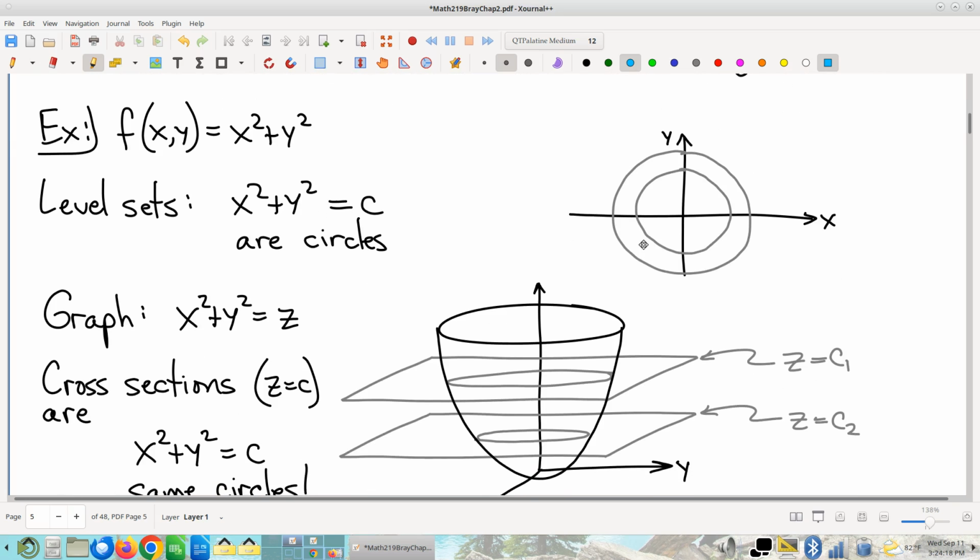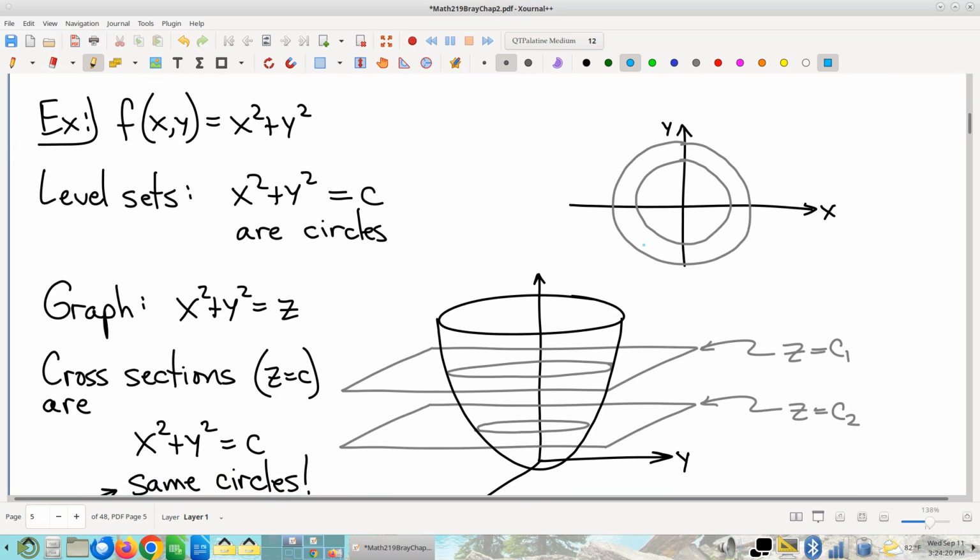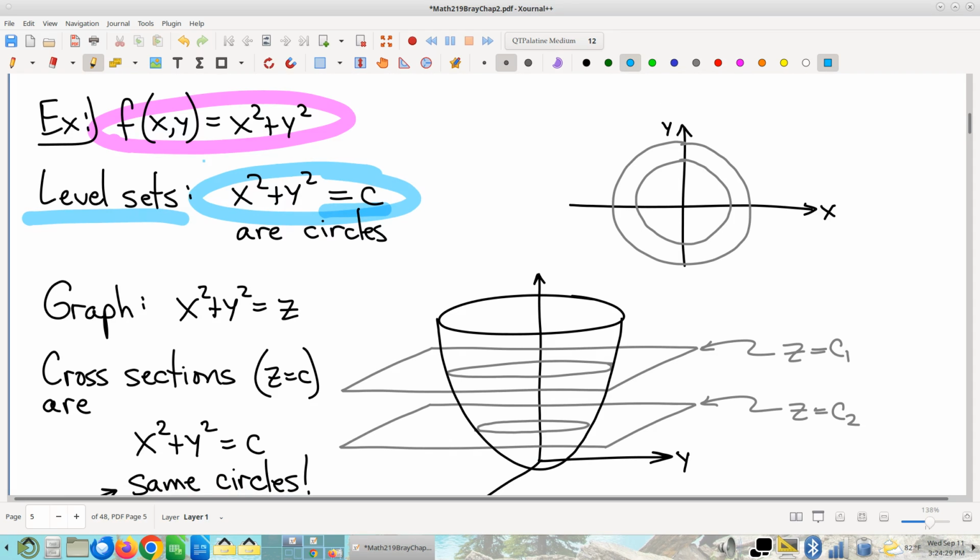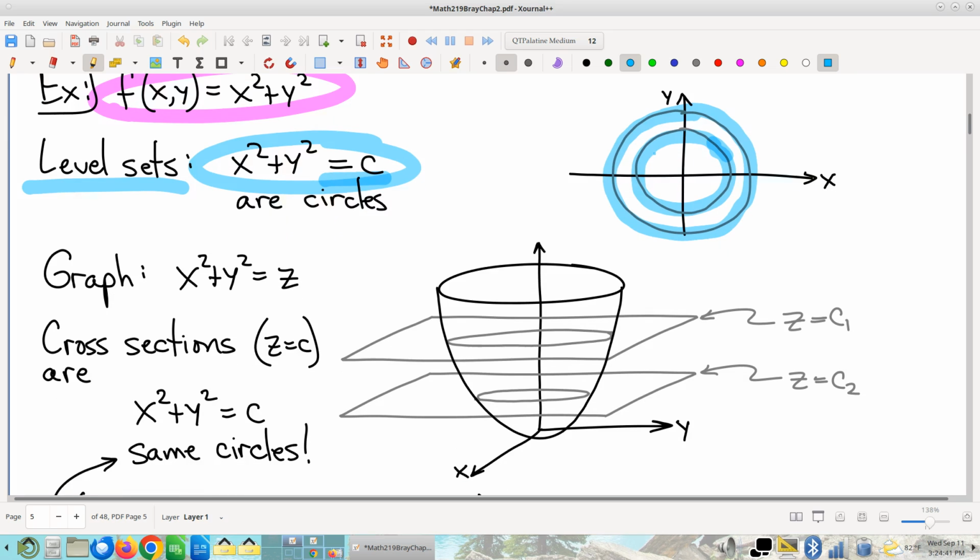So here's a nice example. We're going to look at this function right here. On the one hand, here's what a level set of that function looks like. Again, you set the function equal to various constants, and you get these circles. Okay, and now, same function.